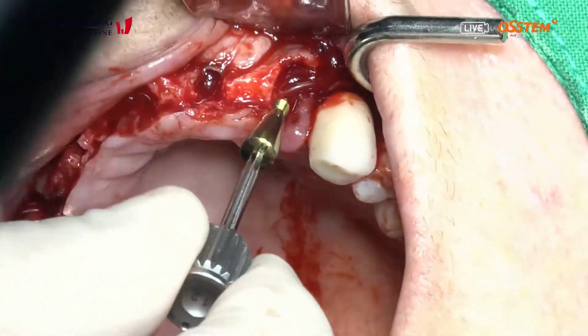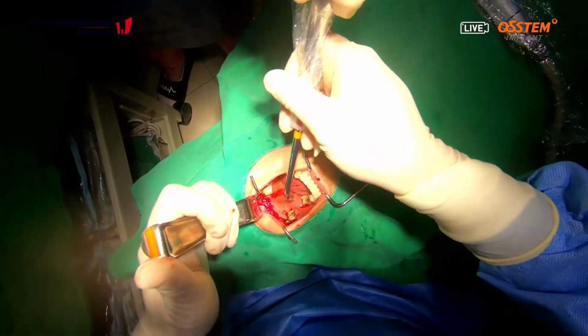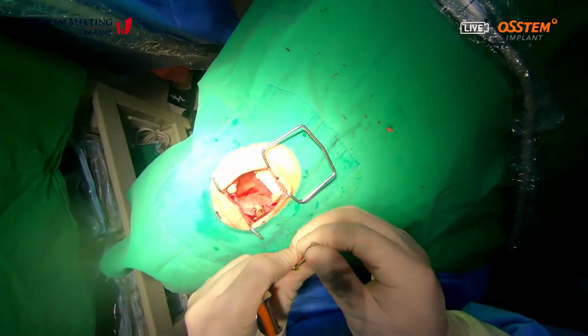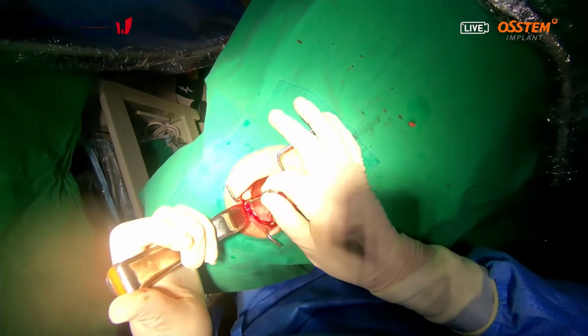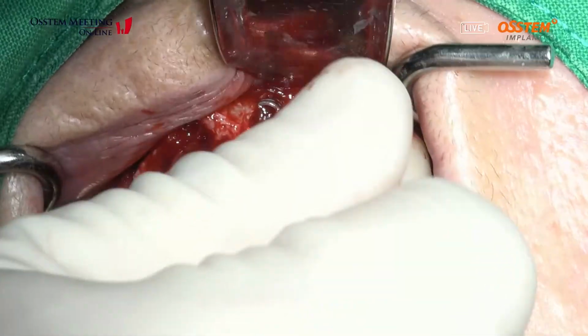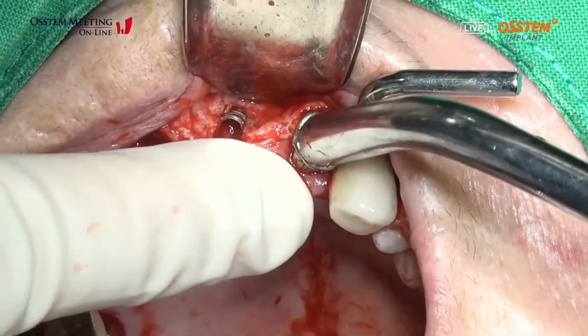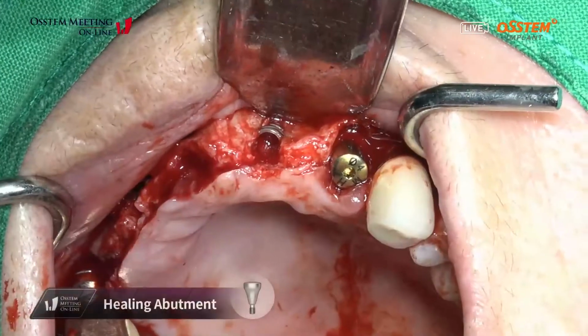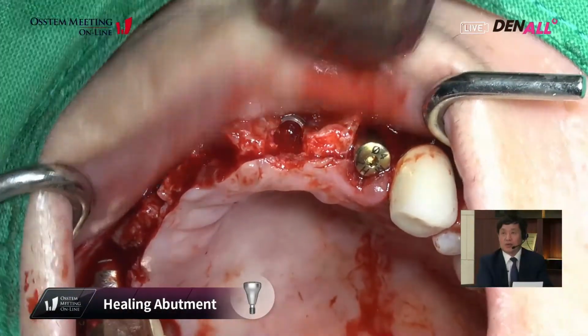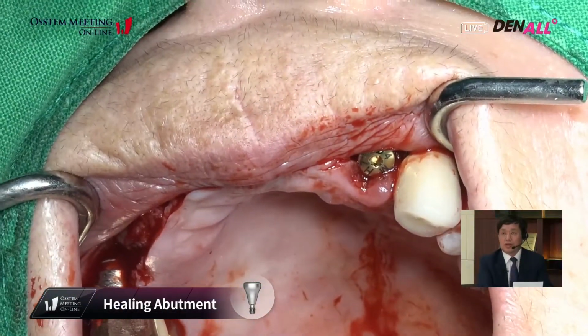So this is a healing cap, healing abutment. Yeah, the left canine area is connected to the healing abutment, and the implant is placed in the inside of the socket area, extraction socket area.